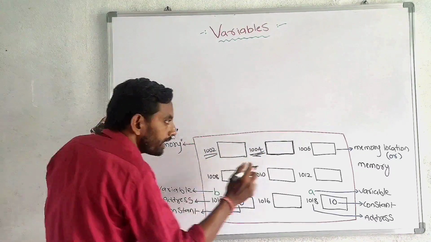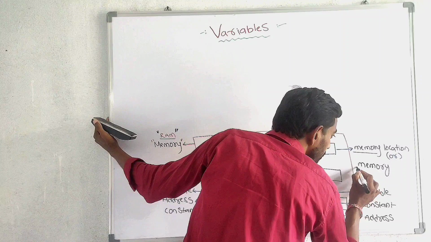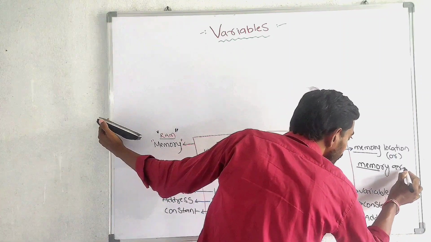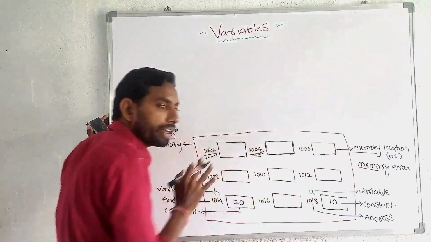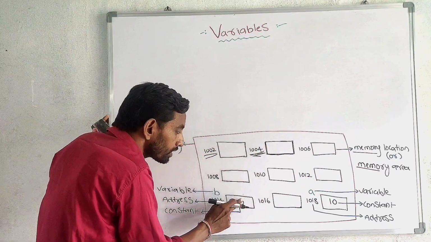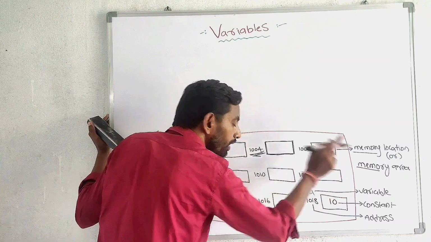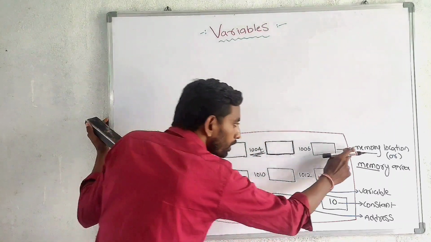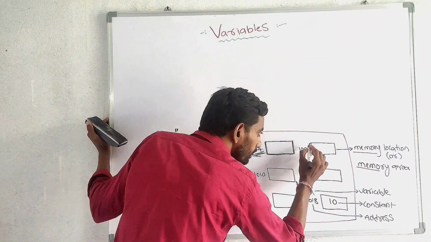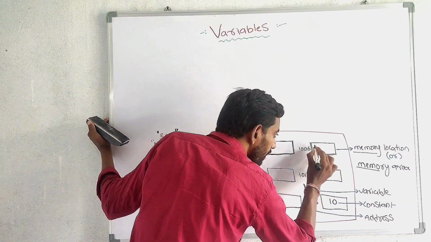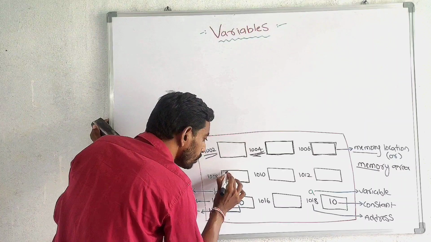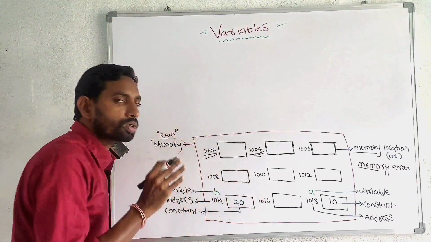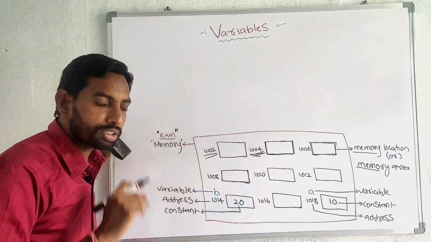Each block is called a memory location or memory area. This memory location or memory area is used to store the data or values.